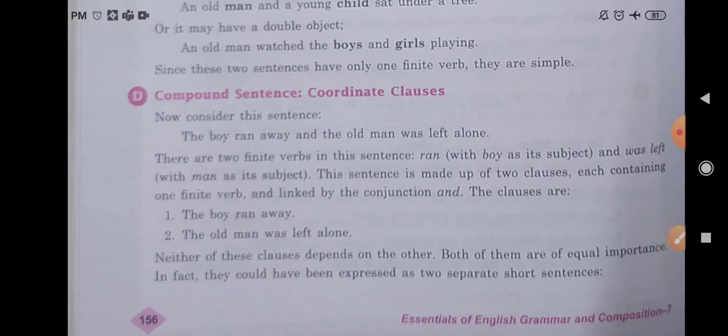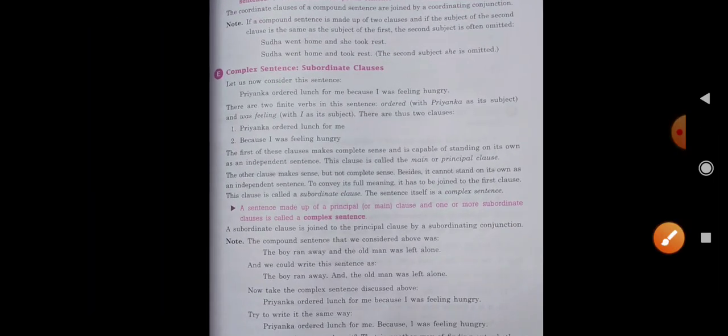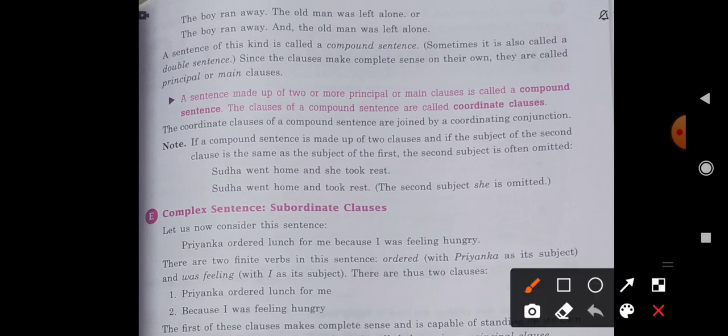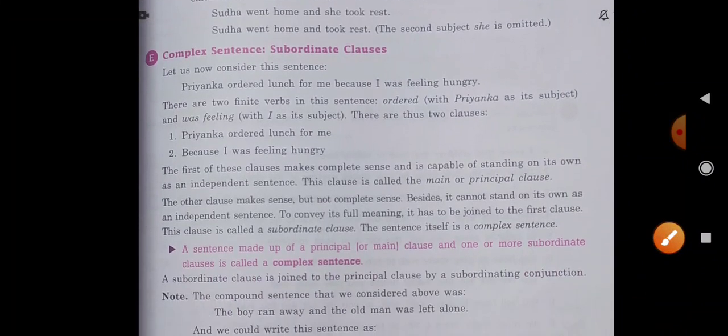Such sentences in which two coordinate clauses are there, we call them a compound sentence. Okay, so our definition will be: a sentence made of two or more principal or main clauses is called a compound sentence, and the clauses are called coordinate clauses. Then what is a complex sentence? It has two parts, not exactly independent, one is dependent on the other.